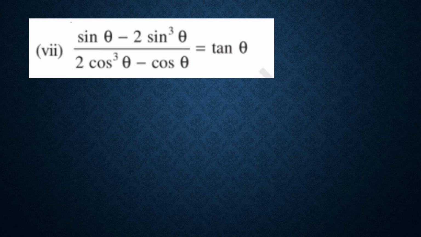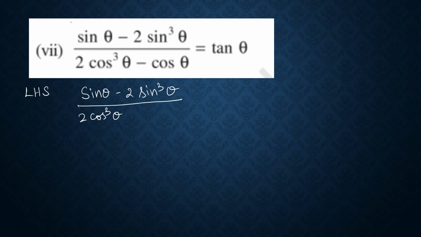So going to the next problem: (sin theta minus 2 sin cube theta) by (2 cos cube theta minus cos theta) equal to tan theta. We are going to start with the same thing, the left hand side. So sin theta minus 2 sin cube theta by 2 cos cube theta minus cos theta.